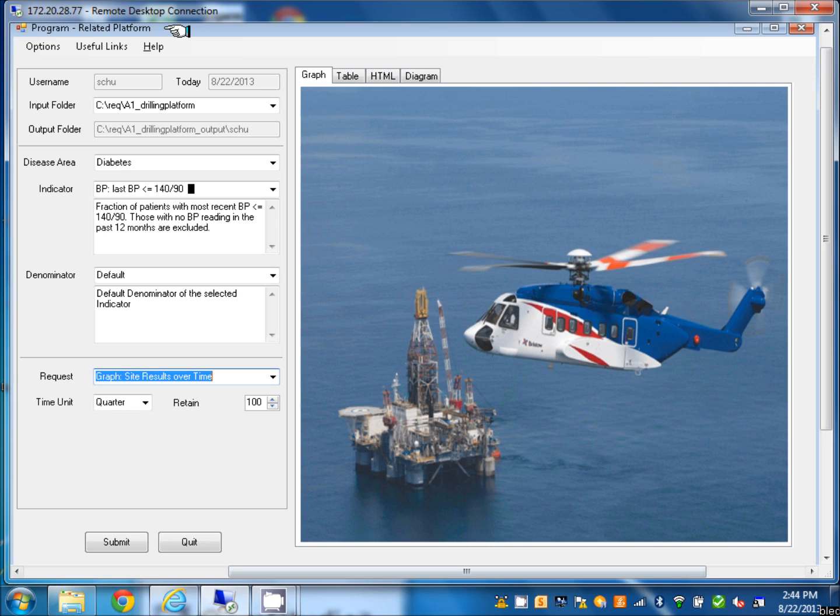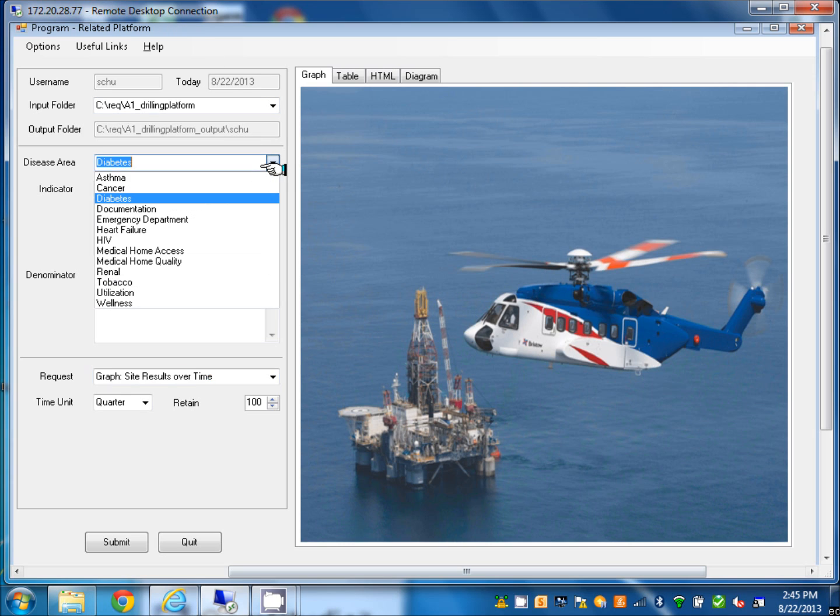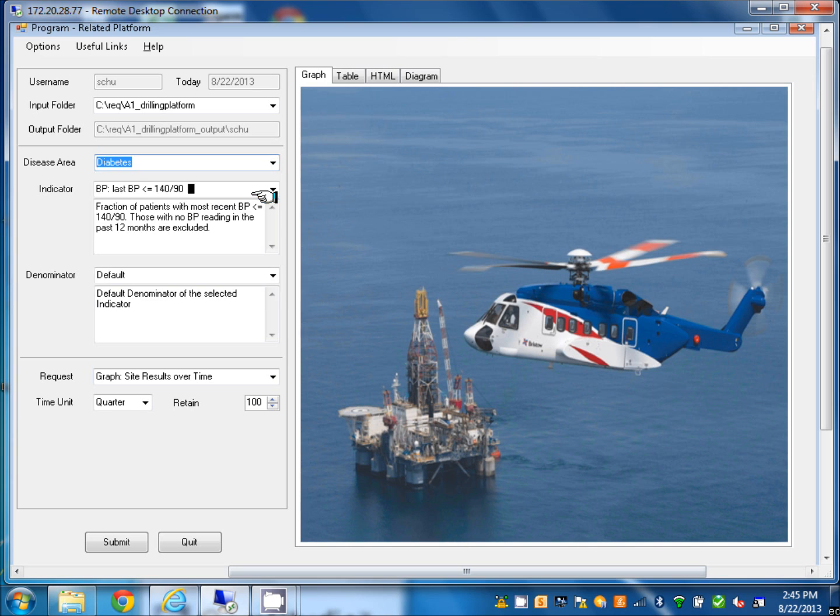The program-related platform provides a way to examine measurement results at your site level, and within your site at your clinic levels, and within your clinics, your clinician levels. This platform is organized around chronic disease and population health areas such as asthma, cancer, diabetes, heart failure, HIV, and medical home. Each topic has its own set of measures.